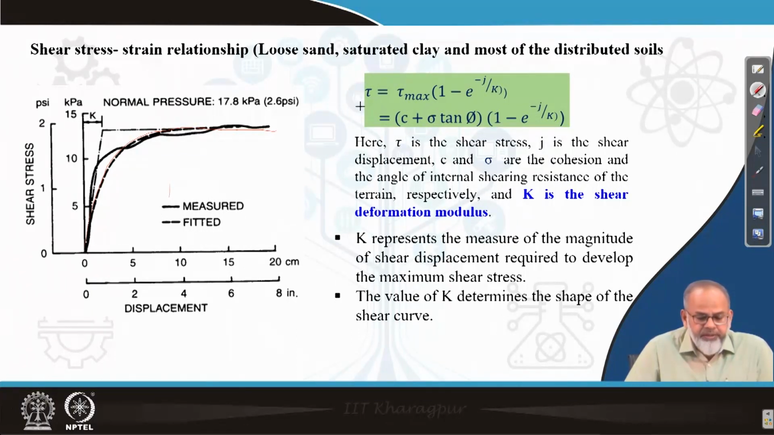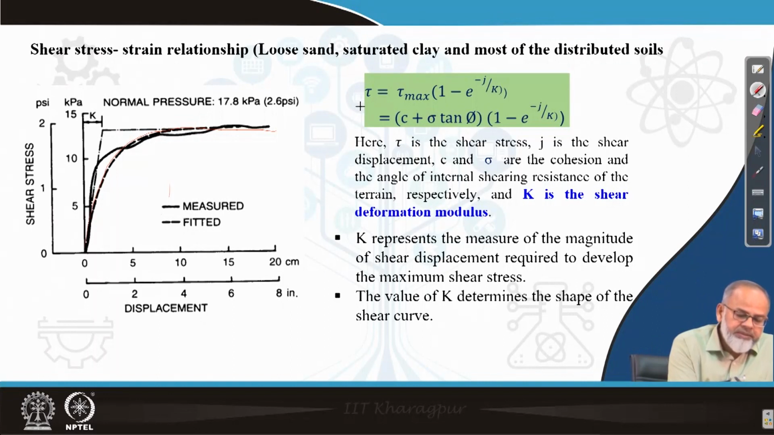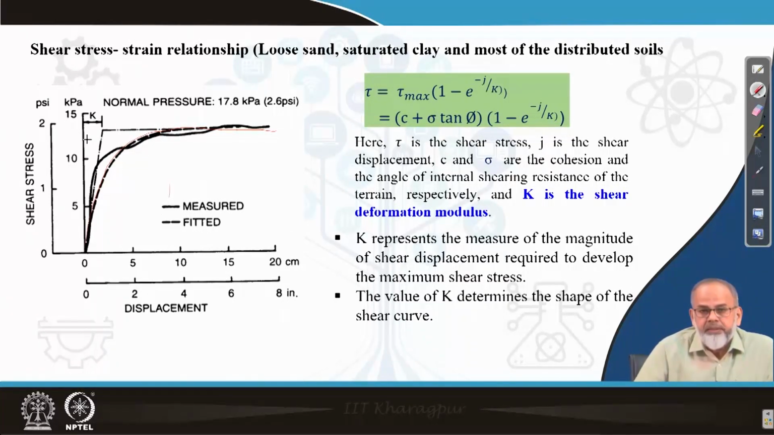Now, how to find out this value of k? If you look at this graph on the left side, what you can see is I have drawn two tangents to the original curve. One is the tangent at the 0 point at the origin, the other one is the tangent to the maximum shear stress. That means it's basically a horizontal line, and they will intersect at a point. So the distance of that point from the vertical axis is taken as k, which is the shear deformation modulus.